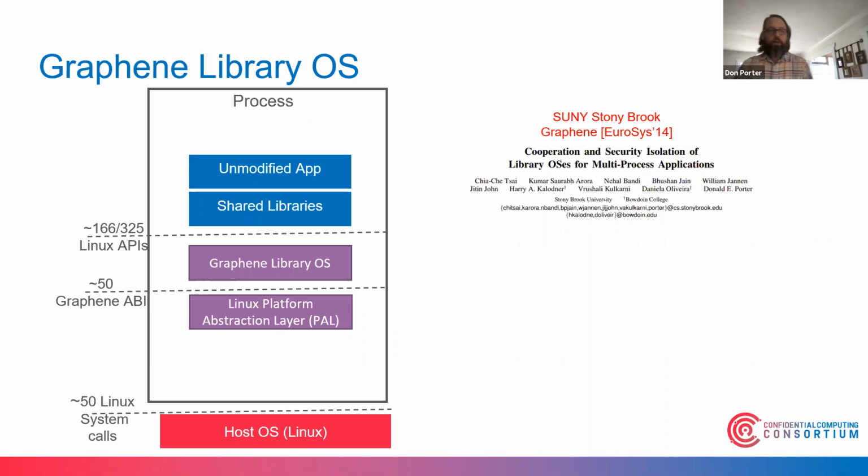Finally, these 50 ABIs that Graphene is implemented against are exposed by what's called a platform adaptation layer, or PAL. These are intended to be easy to implement, simple functions like give me a page of memory in my virtual address space, give me a thread of execution, or let me send packets on a socket. The hope being that these are interfaces that any sensible OS or VMM should be able to support. This is ultimately then funneled down to 50 Linux system calls.